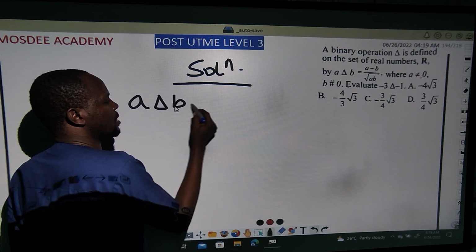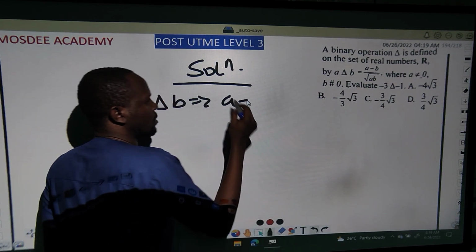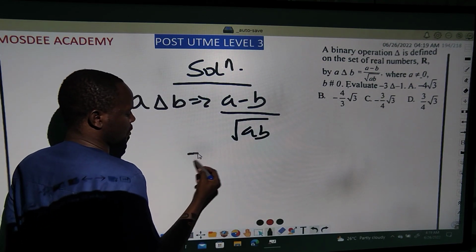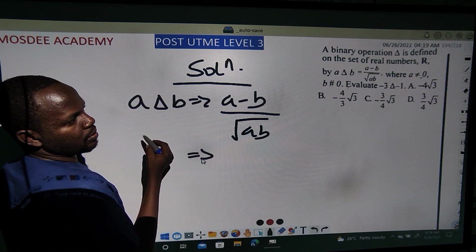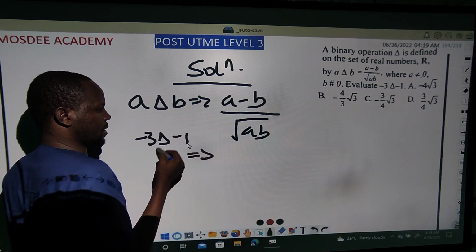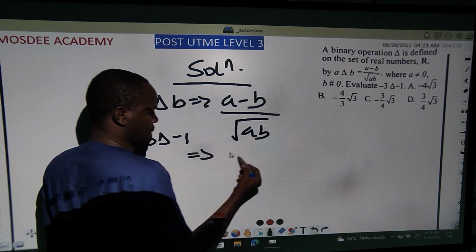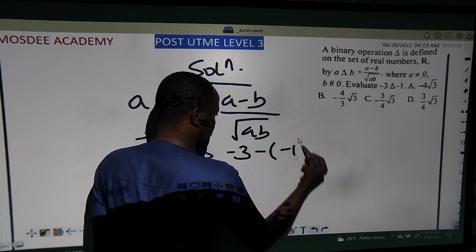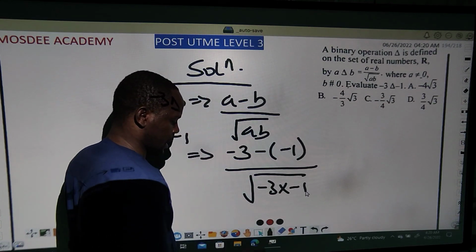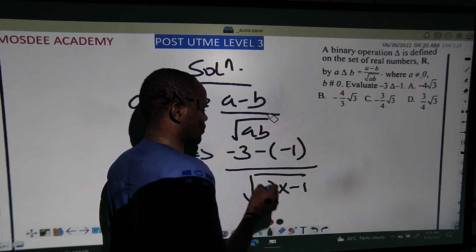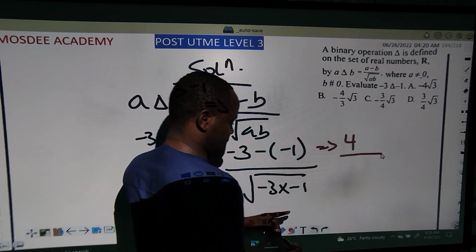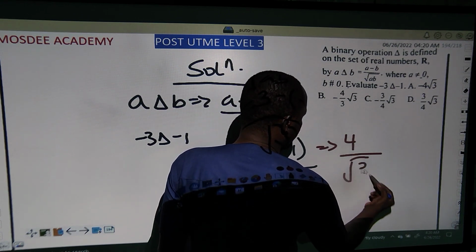A triangle B is equal to A minus B, or delta B, however you want to call it, over square root of AB. So we are looking for the operation of minus 3 delta minus 1. A is minus 3, B is minus 1. So let's do this, don't make a mistake: minus 3 minus 1 over square root of minus 3 times minus 1. Everybody knows that this one is 3 plus 1, which is 4, and this is minus and minus, which is square root of 3.